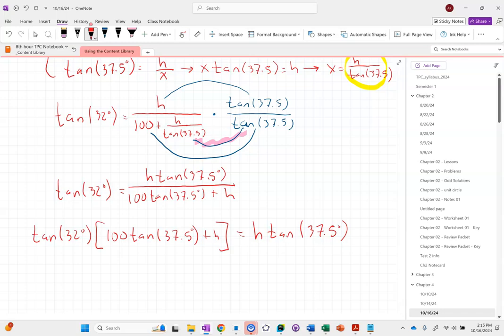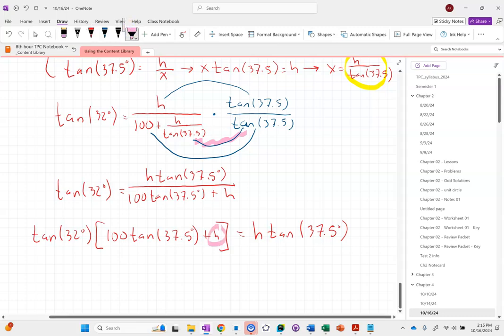So far, so good? All right. So no more fractions. That's an improvement. But there's still something I don't love about this. The part that I don't like is that the variable I'm solving for is in two different locations.